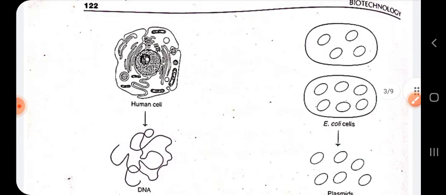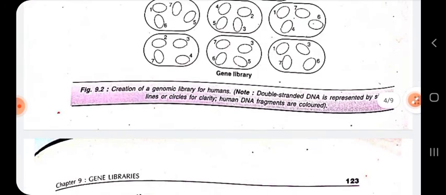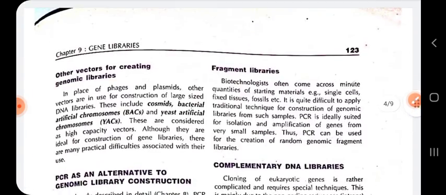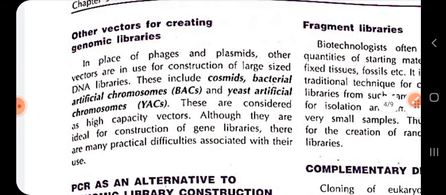So this image is a simplified diagram. Just recite it one time and you will be able to understand what I have said. Other than plasmids, there are also some other vectors for gene library construction. I have not studied this part with you. I will study them later on in the offline classes maybe.